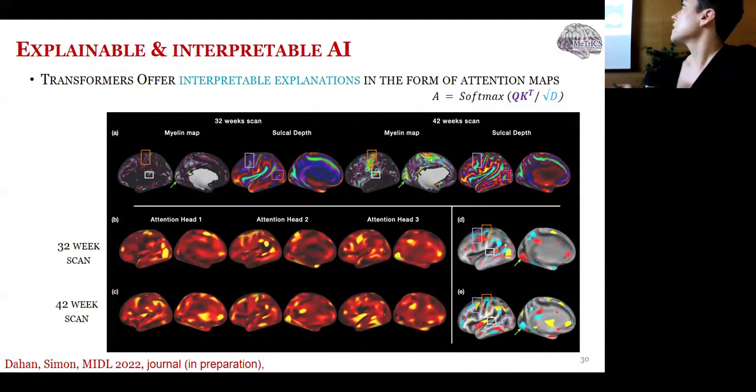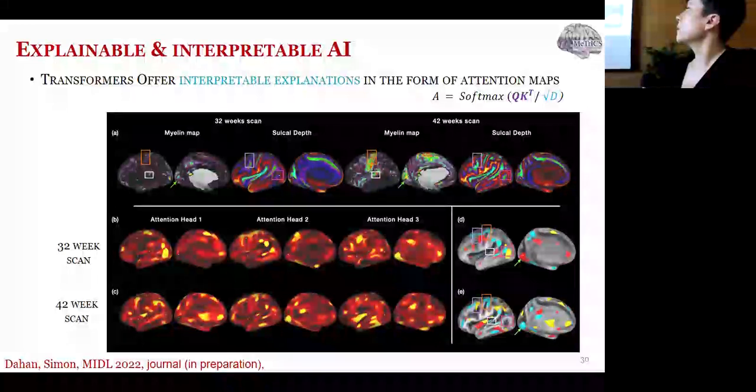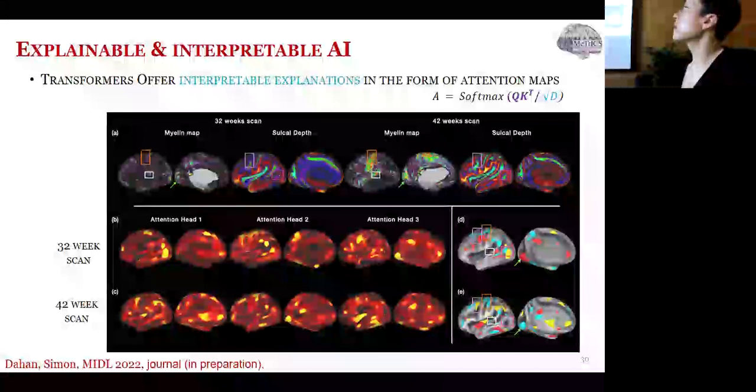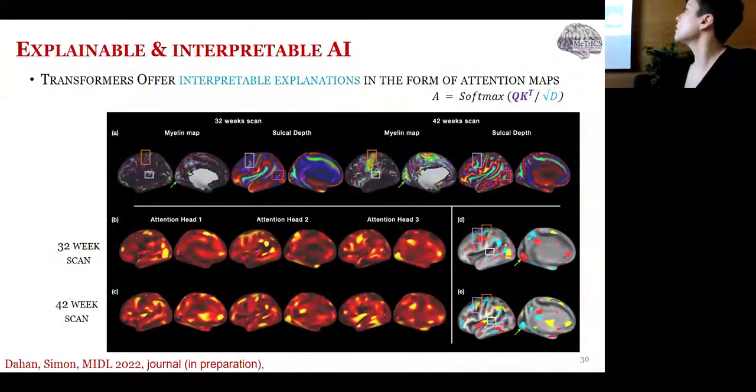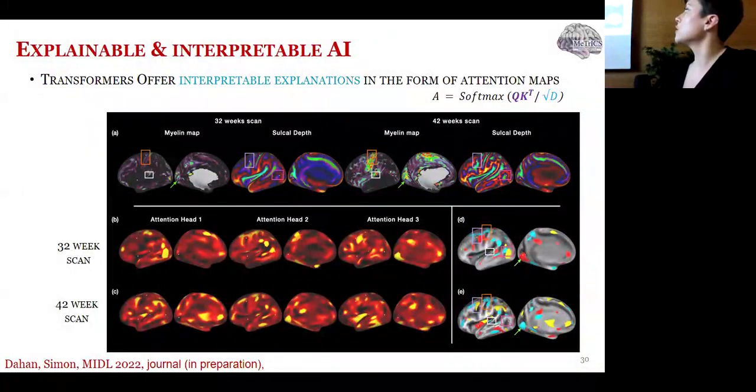The other advantage of transformers is that they're inherently interpretable. So you get out of your self-attention model, looking at the attention of the class token, so the token that goes into your prediction or your classification model, relative to all the other tokens, gives you some understanding of what features of the image were important for making a prediction. So this is classification of how old a baby was when they were scanned, and you get a separate attention map for each individual.